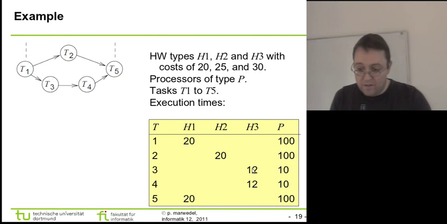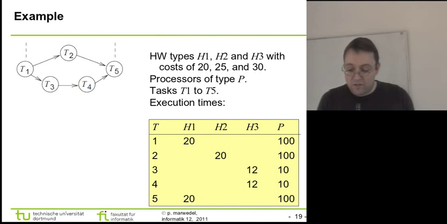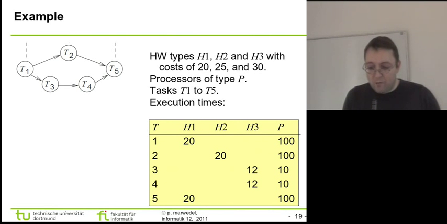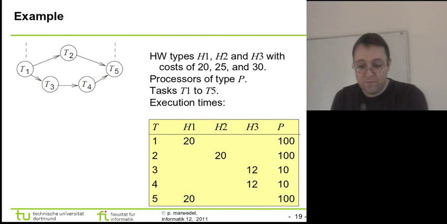Task 3 and task 4 each can be executed either on hardware unit 3 with a cost of 12, or on the processor with a cost of 10. And finally, task 5 is identical to task 1 with requirements of 20 time units on the hardware unit 1 and 100 time units on the processor.